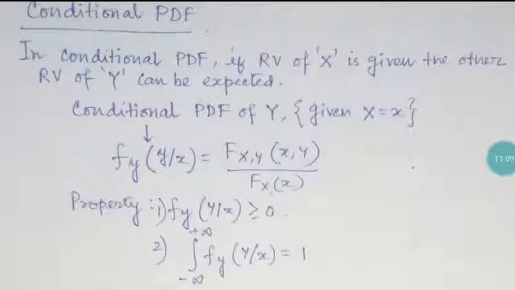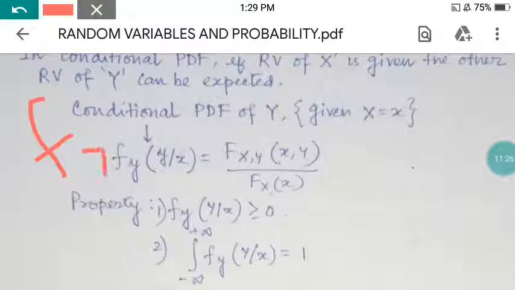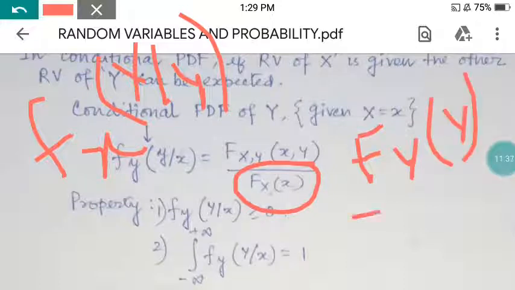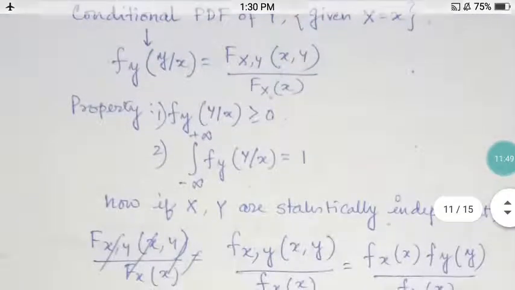If you are writing f of x by y, then instead of the same we should write f of y upon x, or y given x known, equals this. If you are writing the reverse, it should be f of x by y. So what is this? The bottom figure will change to f of y only. Then this part will be the conditional PDF of x, and here the conditional PDF of y is given.